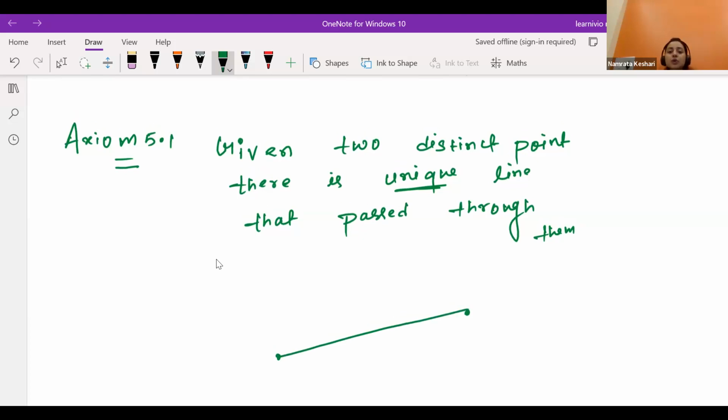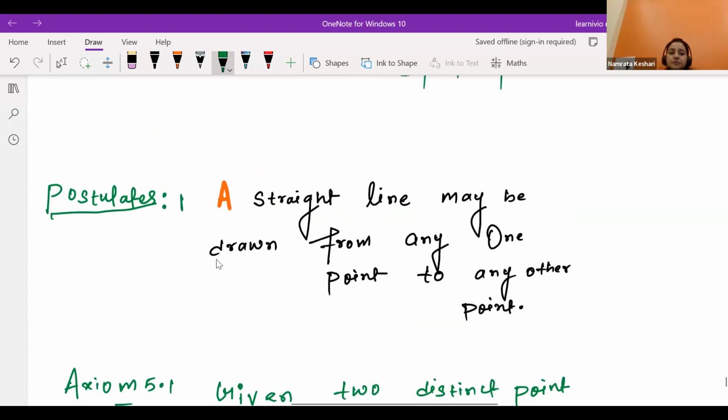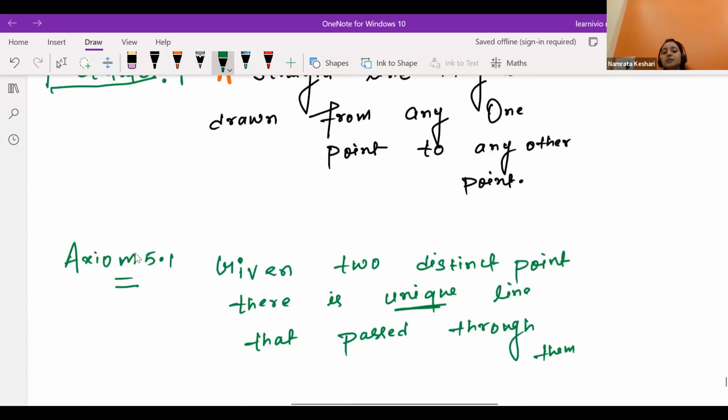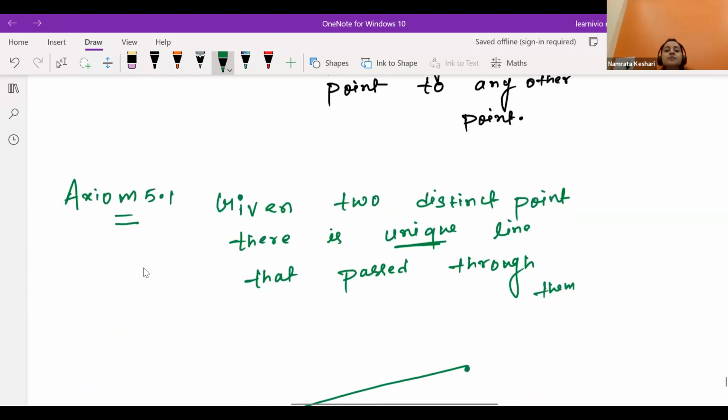Is it clear to all of you? Yes, ma'am. Yes. Yes, ma'am. Okay? So, postulate number one is, a straight line may be drawn from any one point to any other point. Here, specifically, he has not mentioned uniqueness. However, later on, he has explained in axiom number 5.1 that if we have two distinct points, then there is a unique line that passes through them. Okay?